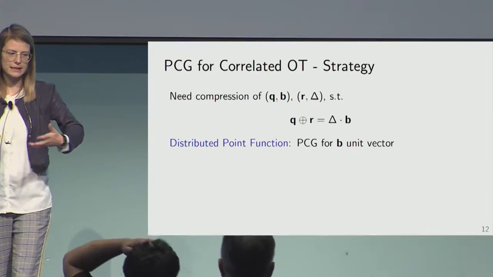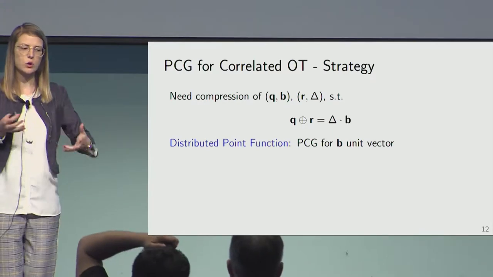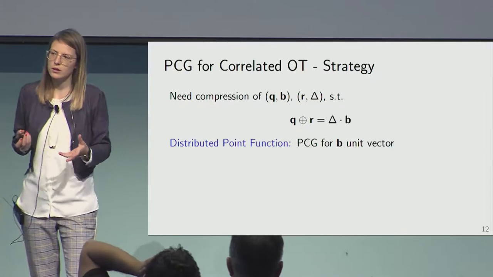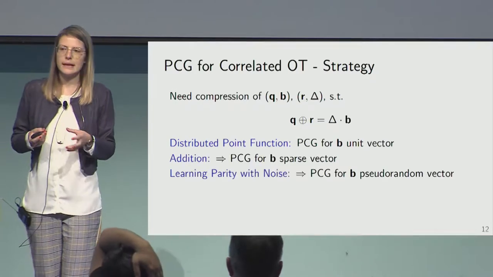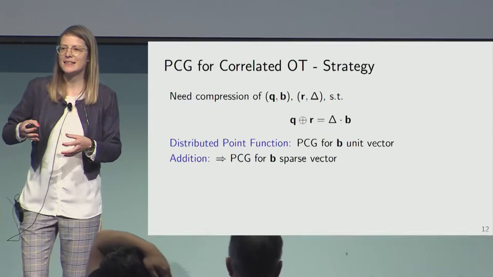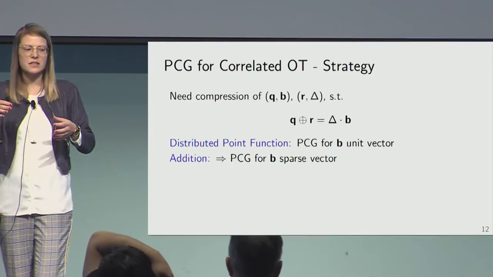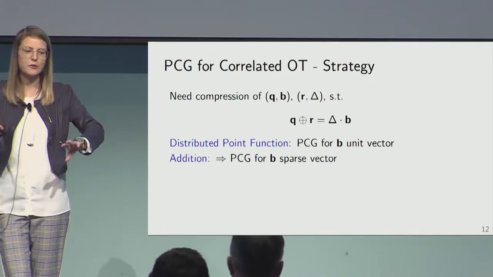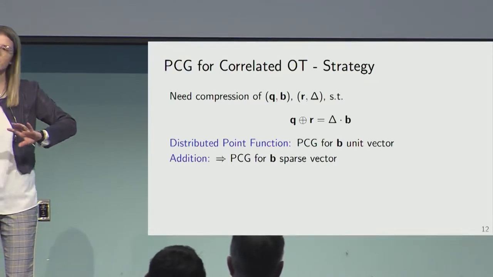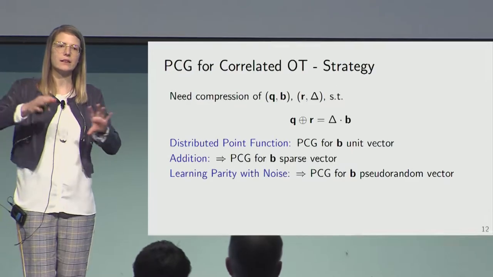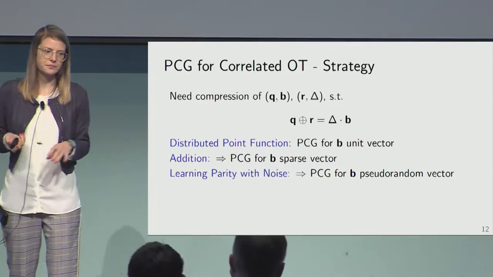The first step is we use so-called distributed point functions to get a PCG whenever B is a unit vector. Then the next step is we show that you can locally, it's super straightforward, go from a unit vector to a sparse vector. And then the interesting part is, once we have a sparse vector, how can we get to a pseudorandom vector?